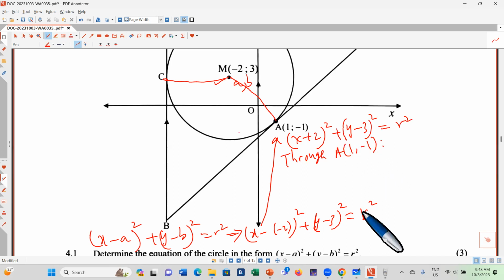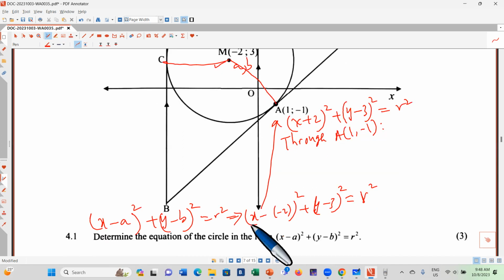So you have the coordinates of the center given, but another point is given, and you're asked to find the equation of the circle. If you're asked to find the equation of the circle, like in this case, you realize that the circle passes through the point A. So the point A therefore will give us x and y.